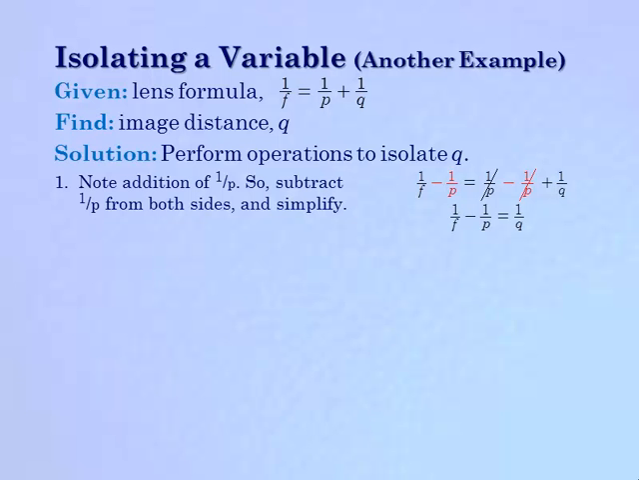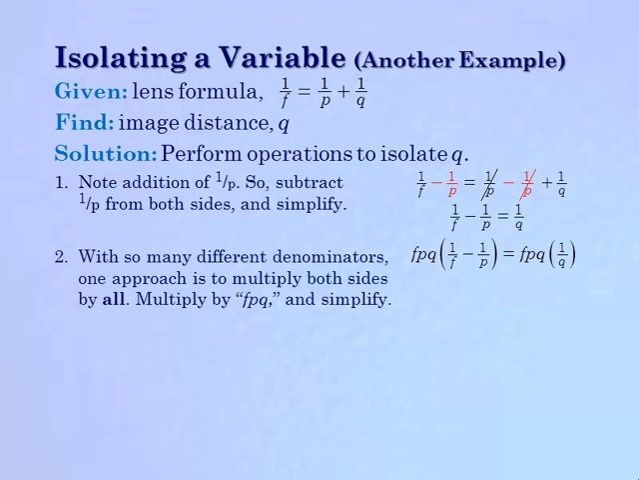Now, with so many different denominators, how are we going to get that q up at the top so we could say q equals? Well, one technique that we use is to multiply both sides by all of the denominators. So if we multiply fpq on the left side and fpq on the right side, we'll notice that the q over on the right side will cancel, and we're left with just fp, and then on the left side, we'll multiply fpq to both terms, so we have fpq over f, and the f's will cancel, so we're ending up with just pq on that side.